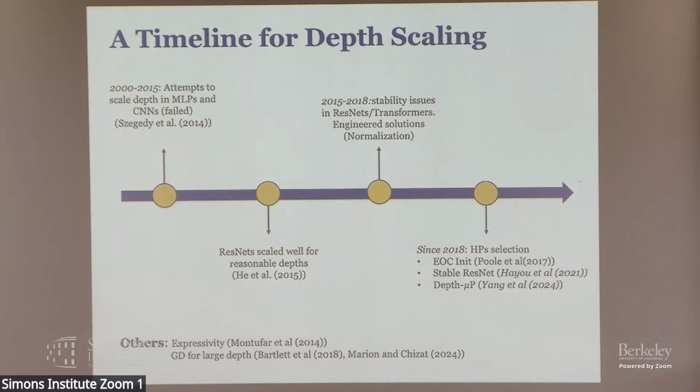So there is one from 2014 on expressivity. Look at how expressive the network is as you increase the number of layers. There are also some papers that study gradient descent for large depths. I think Peter and Pierre worked on this. Here I'm really referring to hyperparameter selection as you increase depth. So that's a different problem.